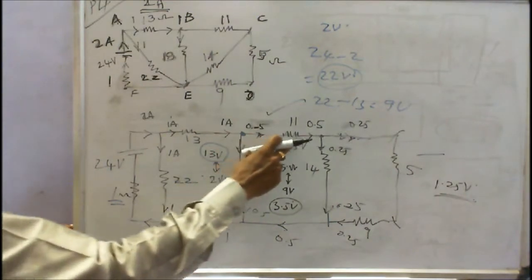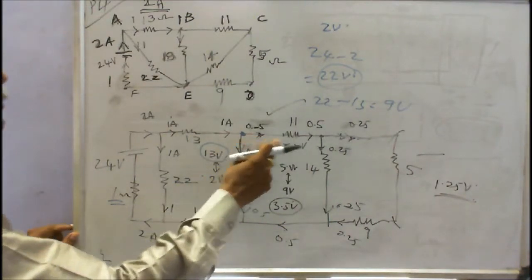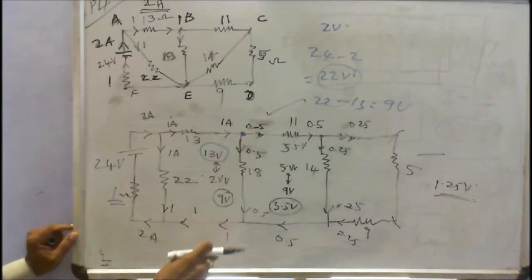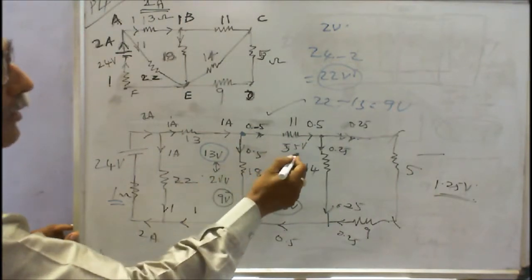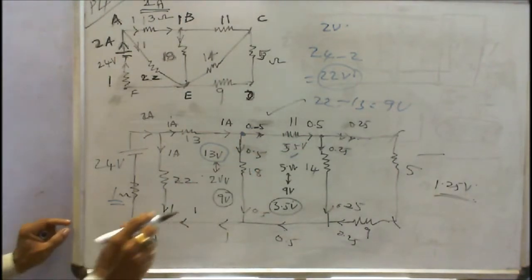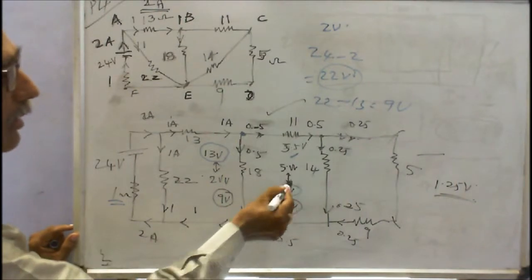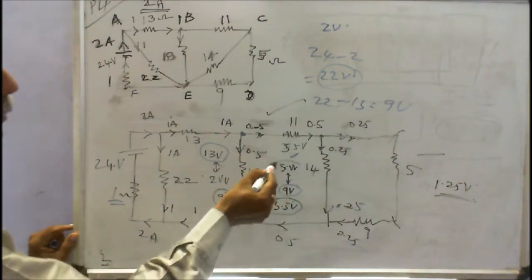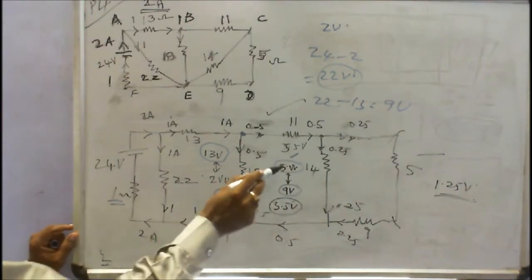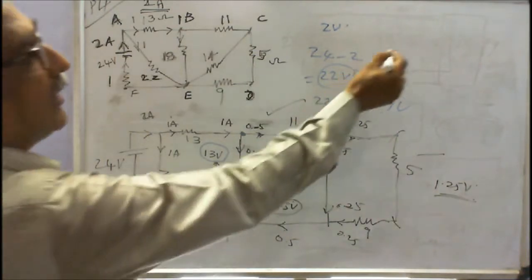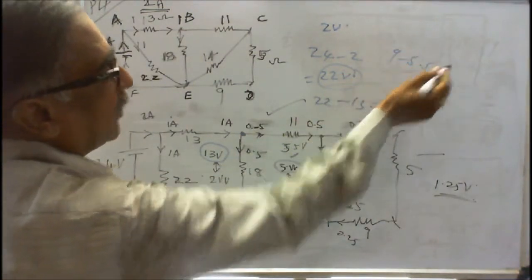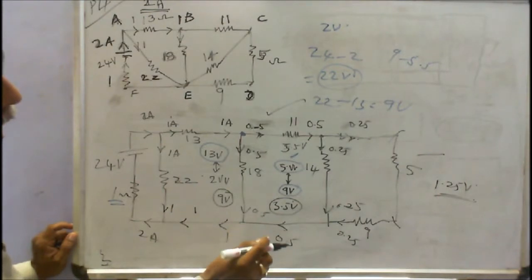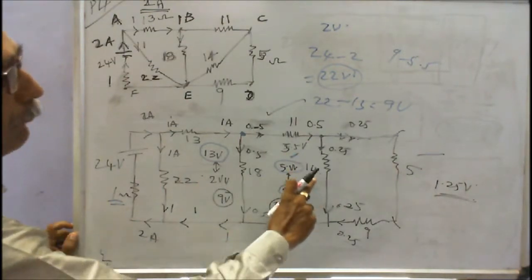Now the 11 ohm resistor. So the 0.5 amps flows in the 11 ohm resistance. The total voltage drop is 5.5. So here the total voltage is 9, and here the total voltage drop is 5.5. That is 9 minus 5.5, which is equal to 3.5 volts, appearing across the 14 ohm resistor.